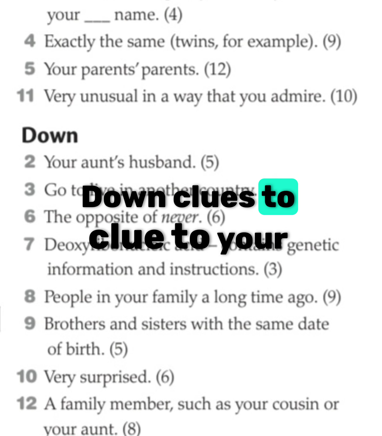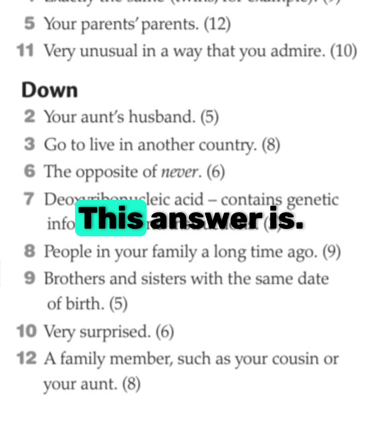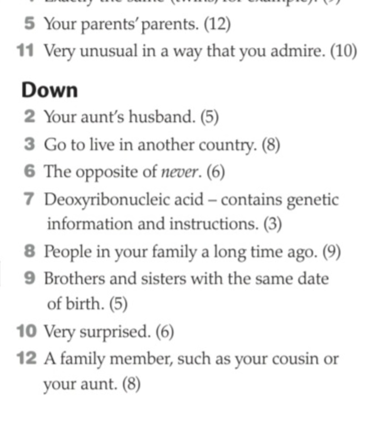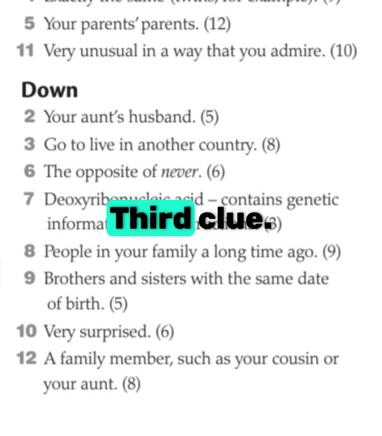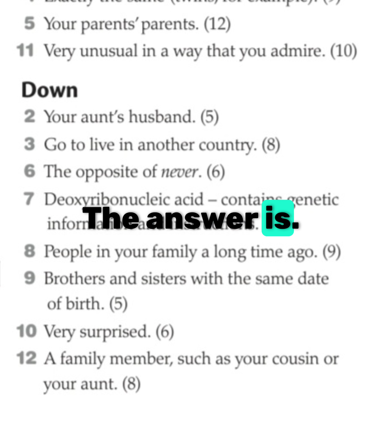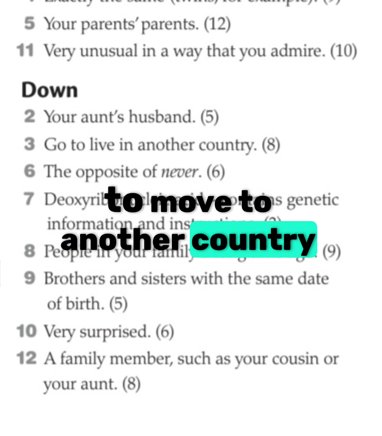Down clues. 2. Clue 2. Your aunt's husband. 5 letters. This answer is uncle. Your aunt's husband is your uncle. Third clue 3. Go to live in another country. 8 letters. The answer is emigrate, which means to move to another country to live there.